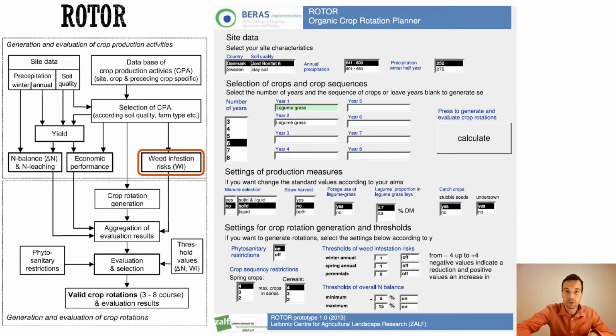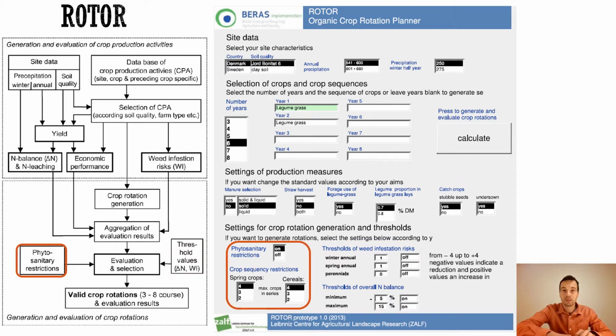The algorithm also assesses the effect of each crop production activity on weed infestation. The agronomic evaluation is performed based on the overall nitrogen balance, overall weed infestation risks, and economic performance. These values are compared with user-defined threshold values in order to eliminate rotations with a limiting minimum nitrogen supply and maximum weed infestation risk.